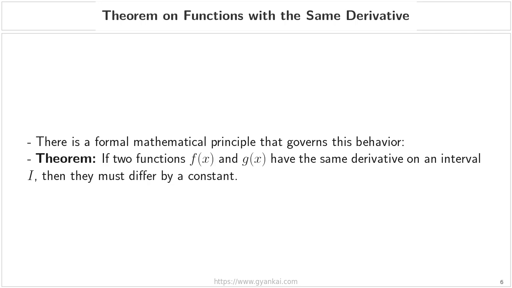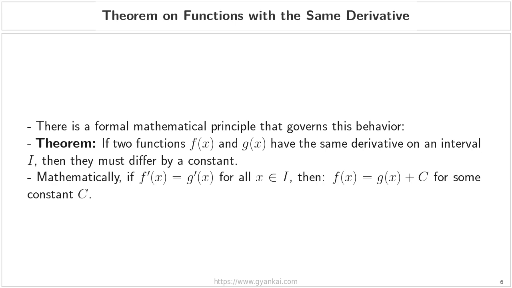It states that if you have two functions, let's call them f of x and g of x, and they have the same derivative over a certain interval. We denote that interval as I, then those two functions must differ only by a constant. Let me break that down. If the rate of change of f of x and g of x is identical at every point within the interval I, it means one function is essentially a shifted version of the other.